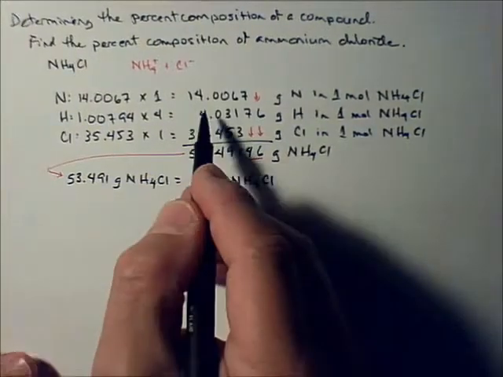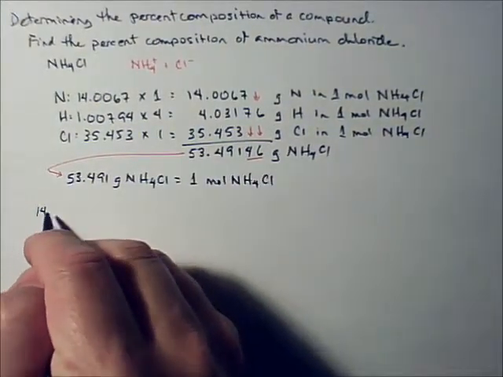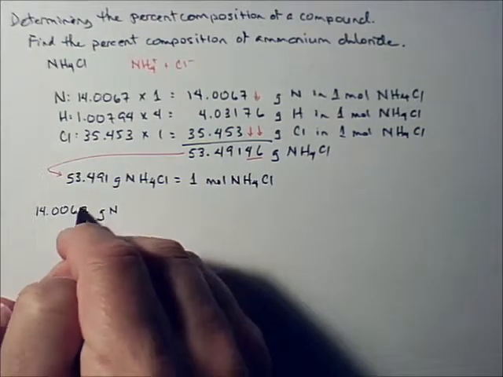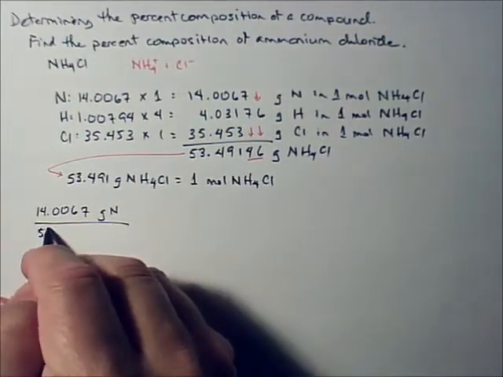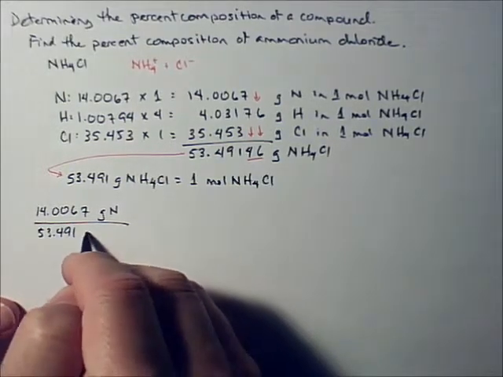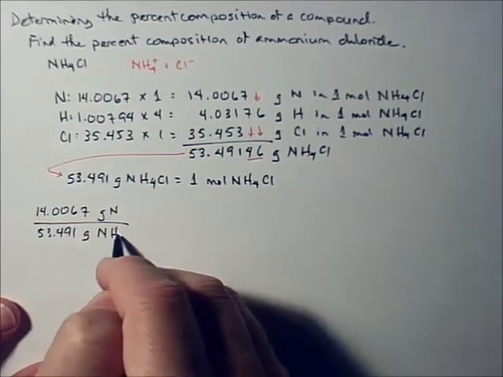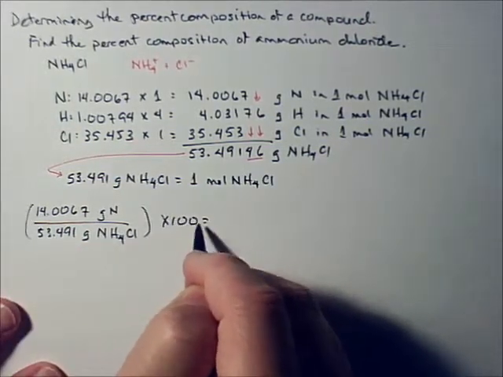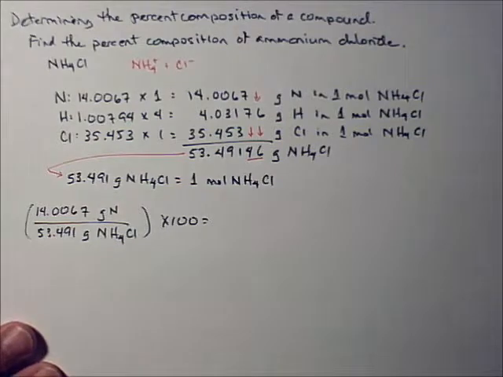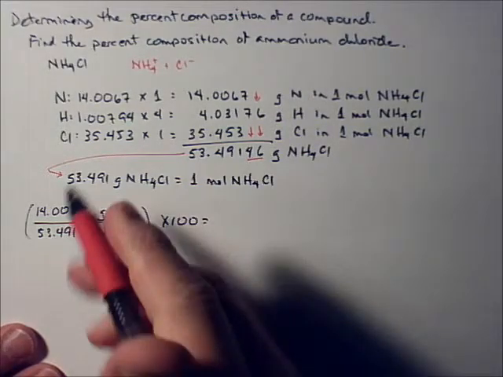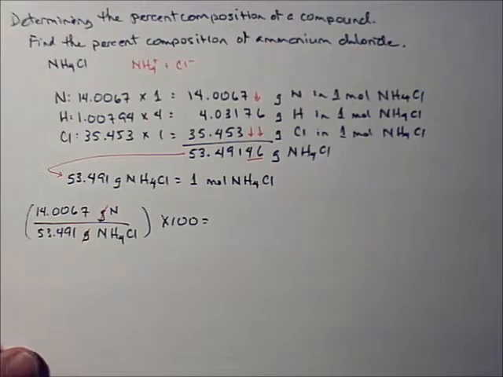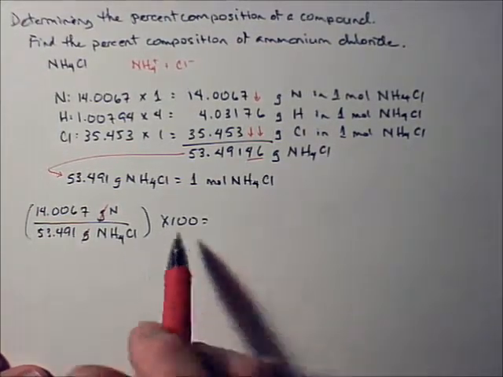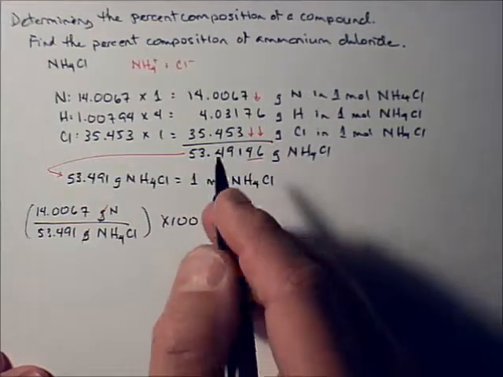Alright, so we're going to take 14.0067 grams of nitrogen. We're going to put it over 53.491 grams of ammonium chloride. So multiply all that by 100. And this is where we said that in percentages the units cancel, but the species don't always cancel. This is one case where it doesn't. Okay? So this is going to give us 26.